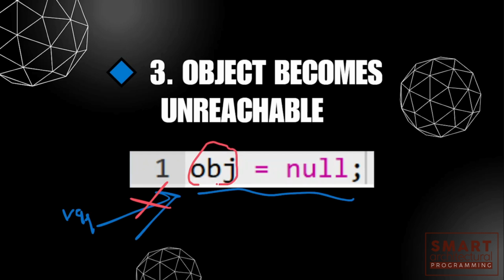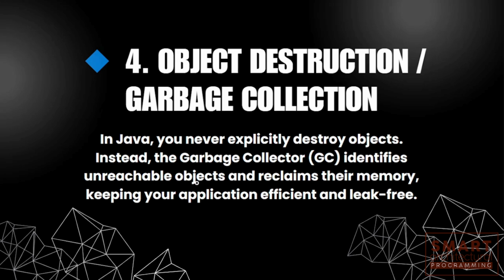What happens there is you're telling the object reference variable that it doesn't need to point to anything. You're a null object now. At that point, that particular object, which is completely inaccessible or unreachable, becomes eligible for what we call garbage collection. And that's the next stage, where object destruction, or garbage collection, happens. You need to understand the JVM garbage collector sweeps unused objects automatically. You never need to explicitly destroy objects, because the garbage collector of Java identifies unreachable objects and reclaims their memory, keeping your application efficient and leak free.